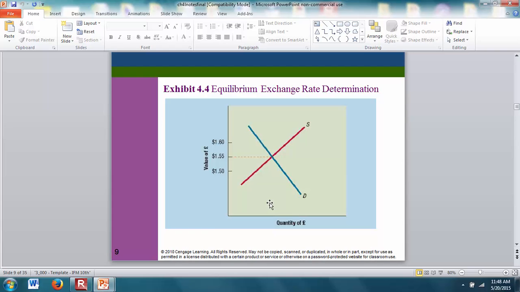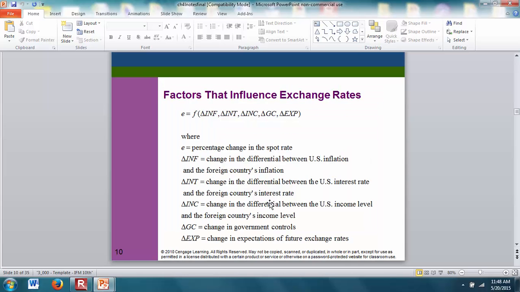They are basically agreeing on a price, and that would be the intersection of the demand curve and the supply curve. So for us, that is 1.55.